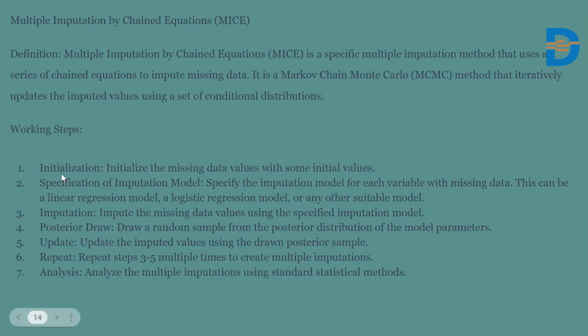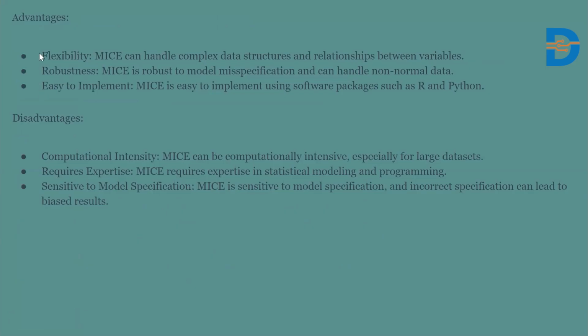So these are the working steps. First, initializing, specification of the imputation model, imputation, posterior draw, update, repeat, and analysis. So repeating again 3 to 5 or multiple times in general to replace the missing values. Advantages: the flexibility and robustness, and it is easy to implement. Disadvantages: it is computationally intensive, requires expertise, and is sensitive to model specification.